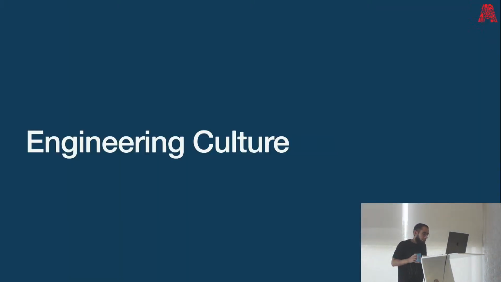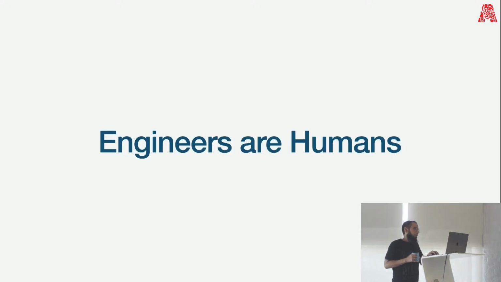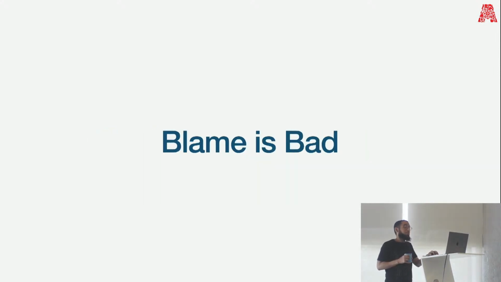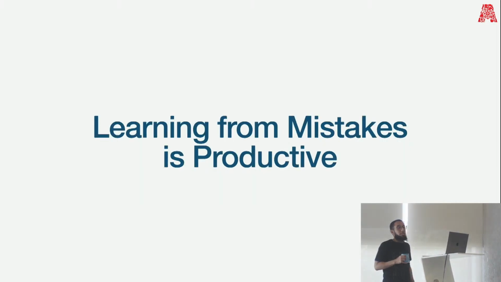Switching gears, I want to talk a little bit about engineering culture. So I think this is really relevant, even though it's more of a soft topic. It seems like, why are we talking about this? But it actually makes a really big difference. The idea here is engineers are humans, obviously. Humans make mistakes, and blame is bad. Blame is not productive. But learning from mistakes is productive. And the reason I say this, it sounds obvious, but unfortunately it's not.